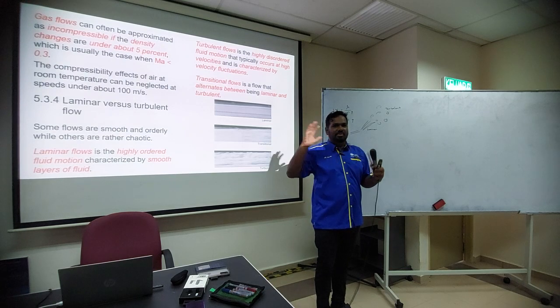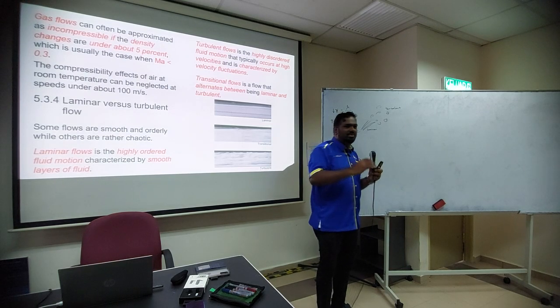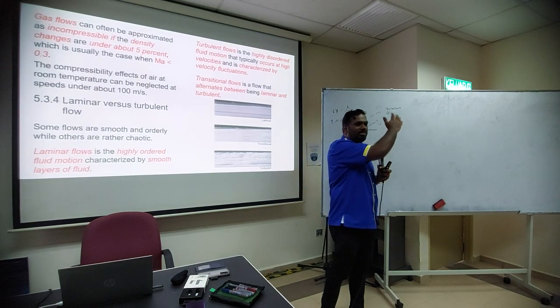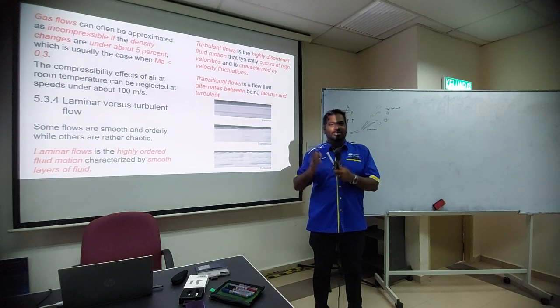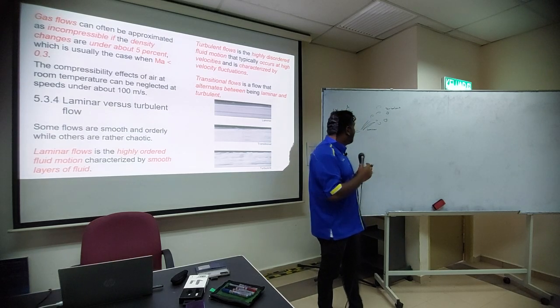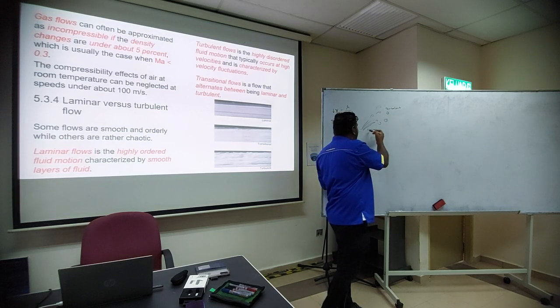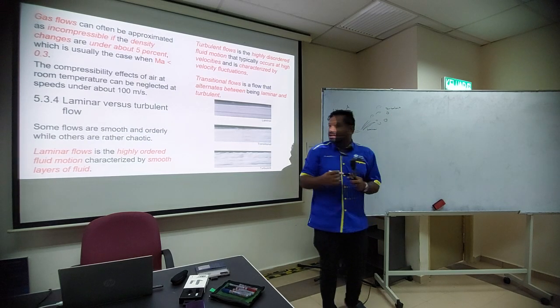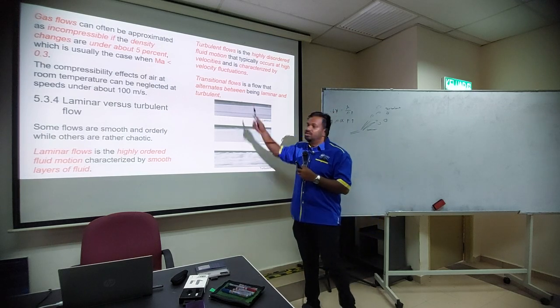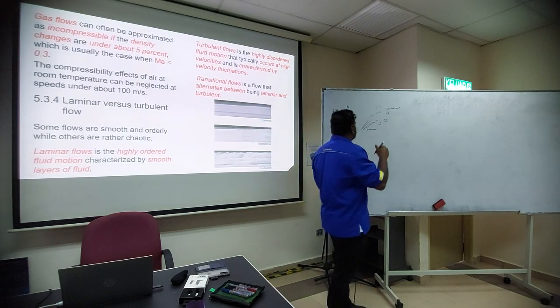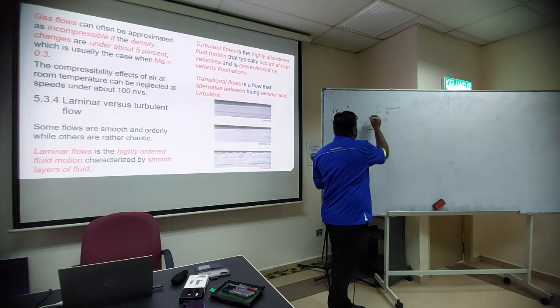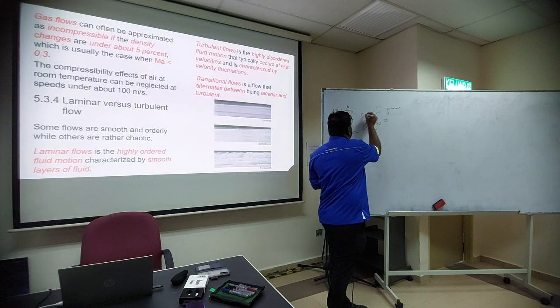It will be without any proper order. One molecule will go to the left, one molecule will go to the right, so it will not have a proper formation. The change between laminar and turbulent is what we call transitional flow. Yeah? So this region, we call it transitional flow.